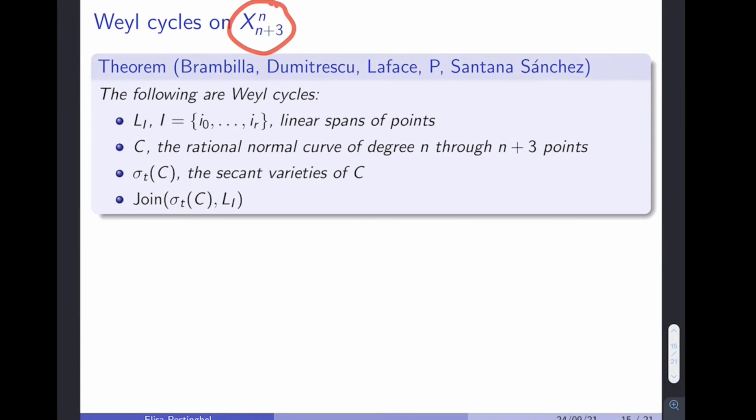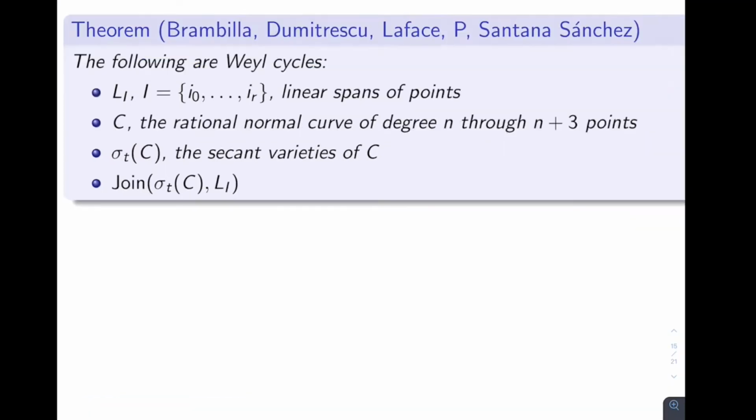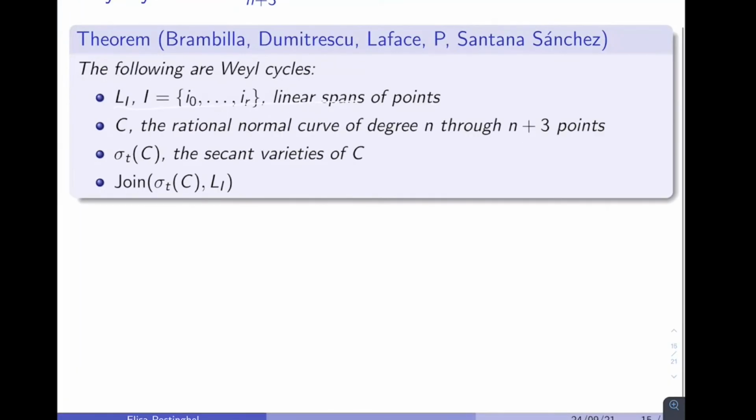So this is a list of Weyl cycles. I have a linear span of points, like a line through 2 points, a plane through 3 points, etc. We've seen that. I have the rational normal curve of degree n through n plus 3 points. There's a unique such curve, like the conic through 5 points in the plane, the twisted cubic through 6 points in P3, etc. That's a Weyl curve.